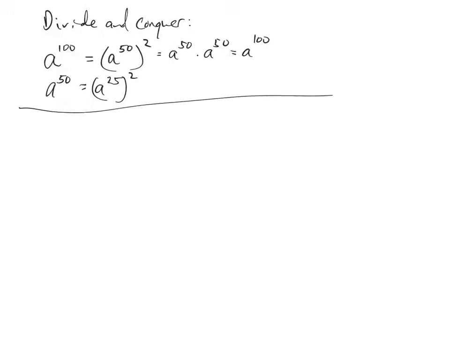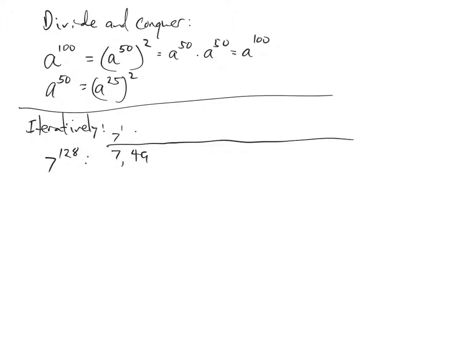Of course, it's easier to do it not recursively. It's the same recursive idea, but instead of thinking recursively, say to do 7 to the 128, we could just do 7 to the 1, and then 7 squared is 49. So 7 to the 1, 7 squared, 7 to the 4th, 7 to the 8th, 7 to the 16th, 7 to the 32, 7 to the 64, and 7 to the 128.